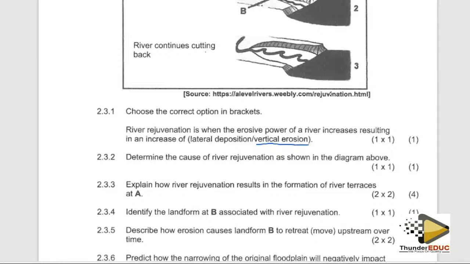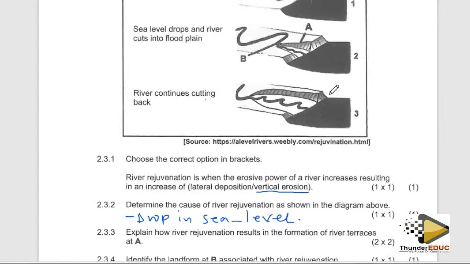2.3.2. Determine the cause of river rejuvenation as shown in the diagram above. Okay. I think, as we all know, it is a drop in sea level. As you can see here, the moment the sea level was dropping, the velocity of the river increased, which made it able to start cutting at the river mouth.